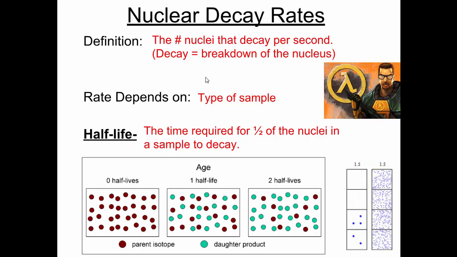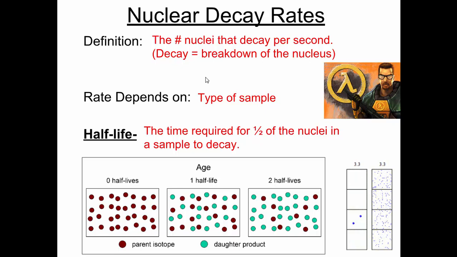If you look at this diagram on the bottom, at the start, all of the sample is what we call the parent isotope, the original starting nucleus. After one half-life has gone by, how many of these nuclei do you think will have decayed? Half of them. So what does that mean after two half-lives? Should they all be gone? No, because in the next half-life, half of the remaining parent isotope will decay. So you'll still have some left.